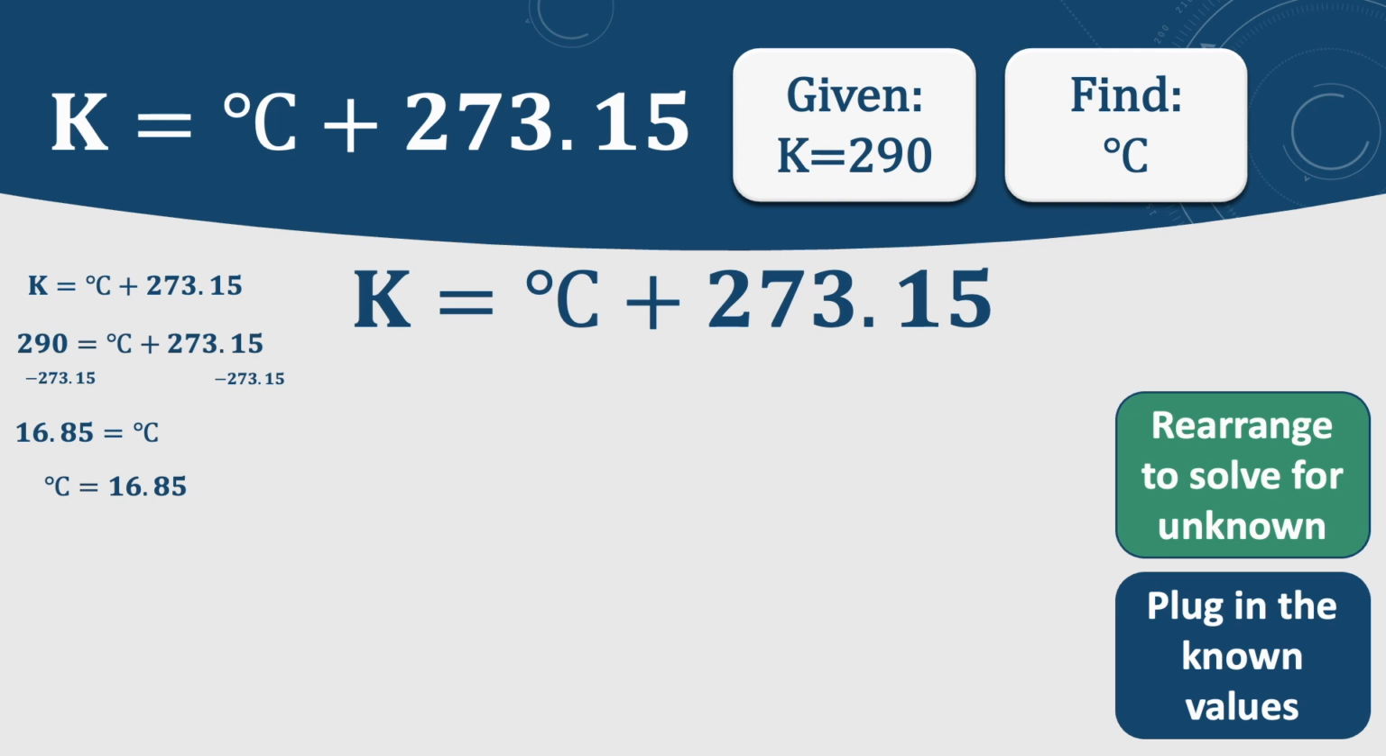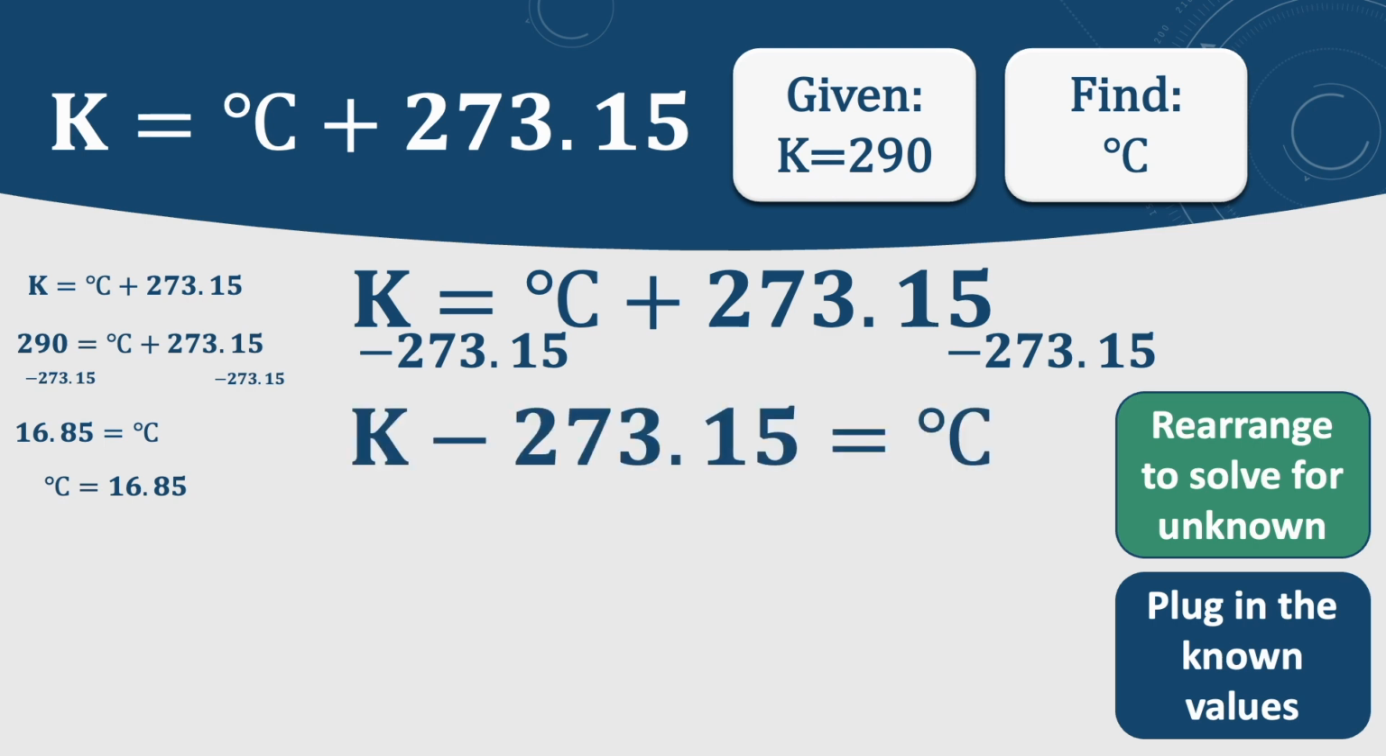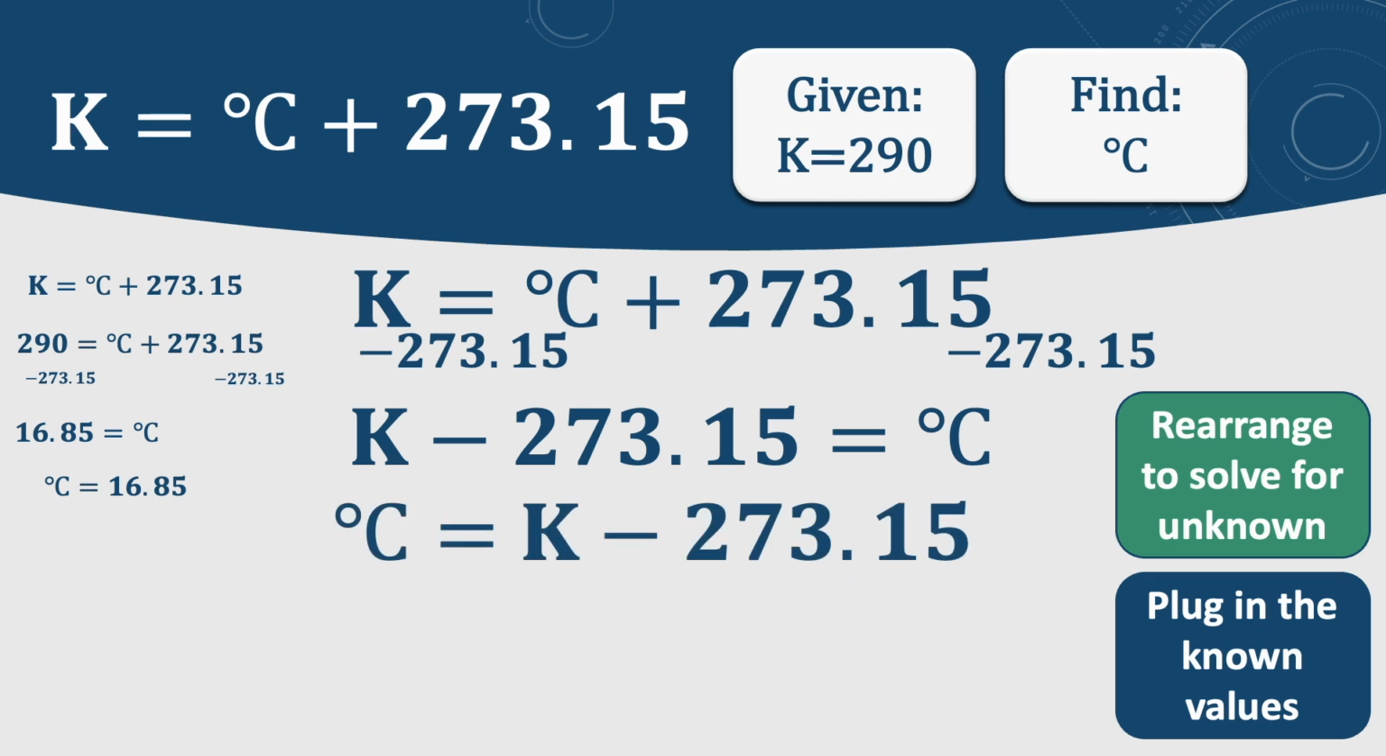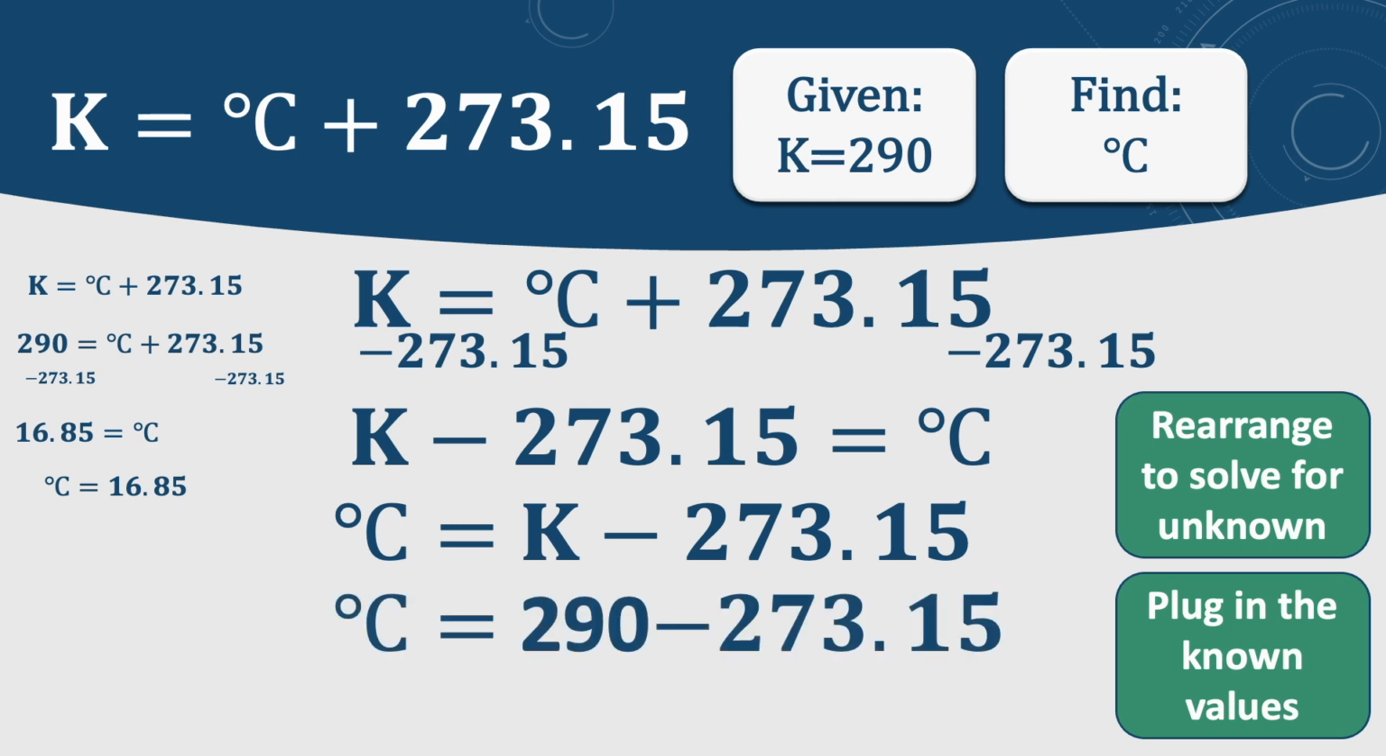So what else is hanging out on the right-hand side of the equation with degrees Celsius? Just plus 273.15. Since 273.15 is being added, we undo it with subtraction. And what we do to one side of the equation, we do to the other. Now degrees Celsius is by itself. You're free to swap the right and left sides if you like your variable on the left, but that's totally optional. Now plug in your known value. K equals 290. Do the arithmetic. All you have is subtraction, and your answer is degrees Celsius equals 16.85, the same as before.